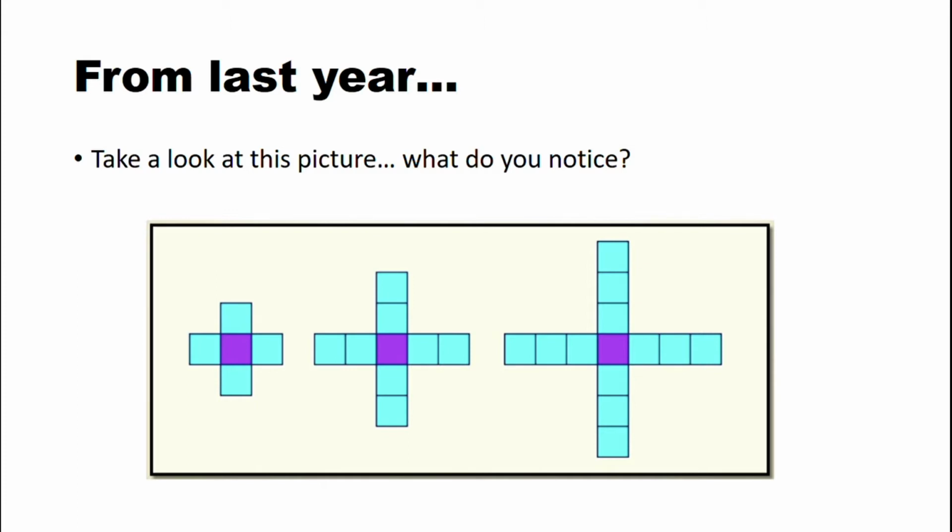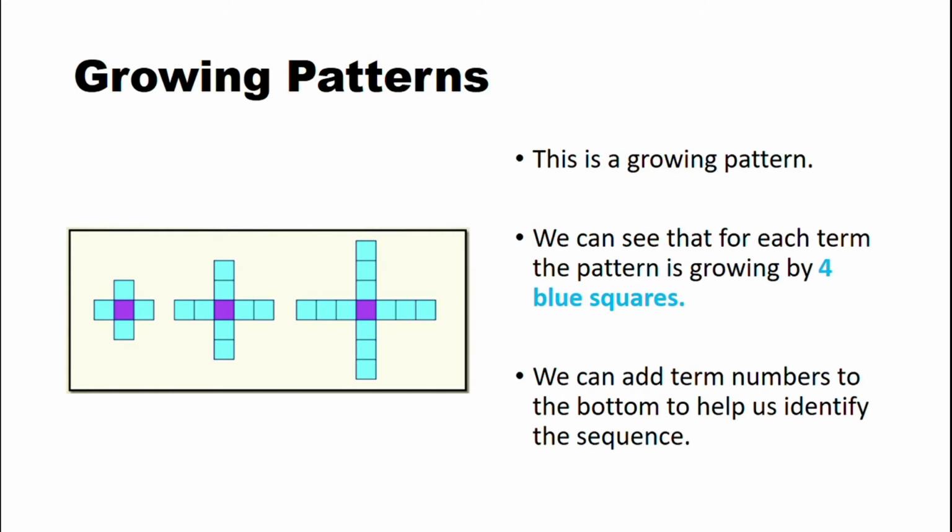If we think about what we did with growing patterns last year, what do you notice about this picture? Well, you might notice that there are some purple squares, one purple square that stays the same, and there are some light blue squares that change over time. So we can identify this as a growing pattern because we can see that for each term or each frame, the pattern is growing by 4 blue squares.